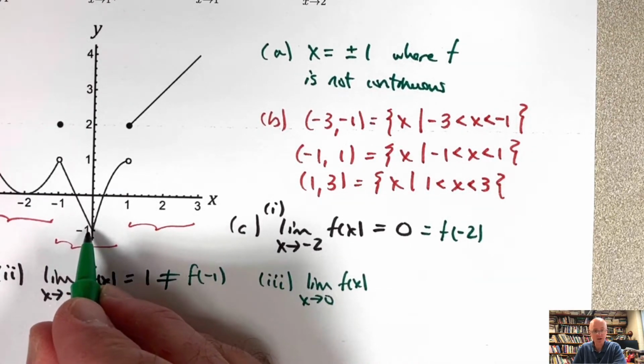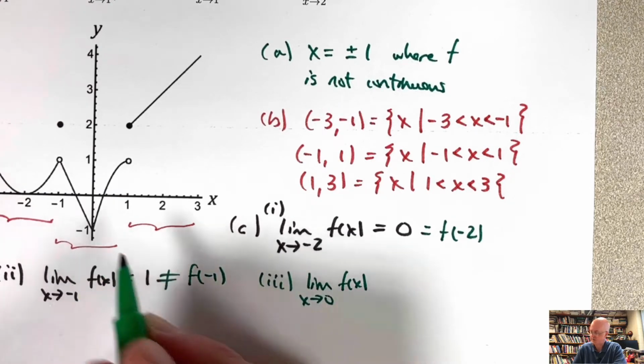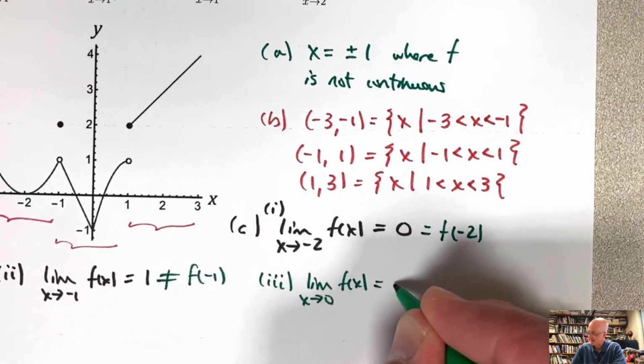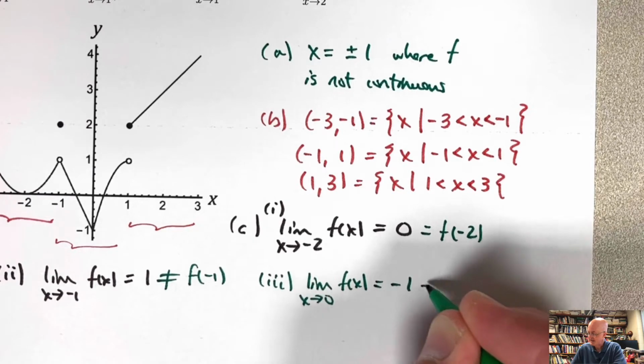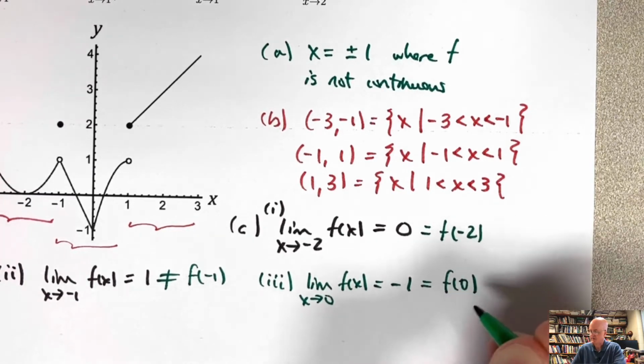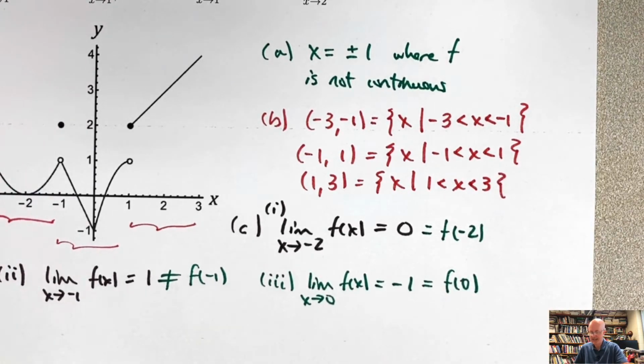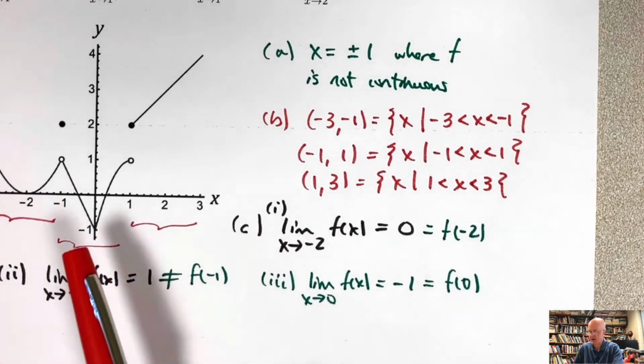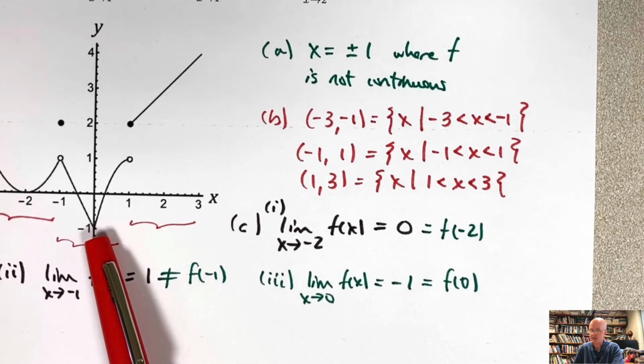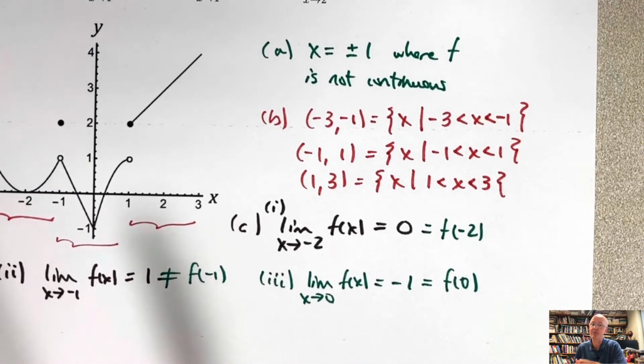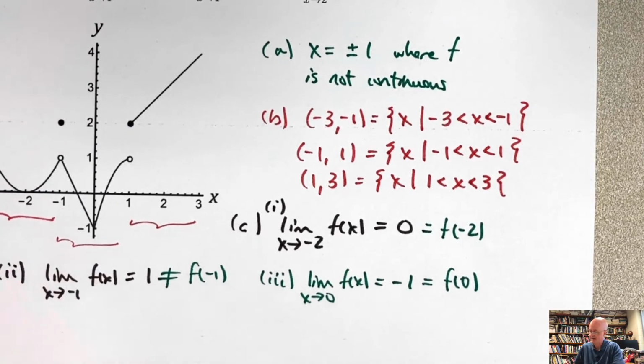It does look like the function value does equal -1. There's no open circle there. This is equal to -1, and that does equal the function value when x equals 0. The function is continuous at x equals 0. And it's, again, completely irrelevant for continuity, the fact that there's a corner there. It's not completely irrelevant for derivatives, for something called differentiability, but that's a later topic.